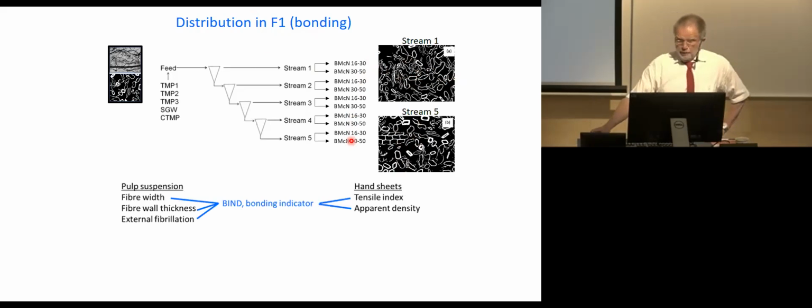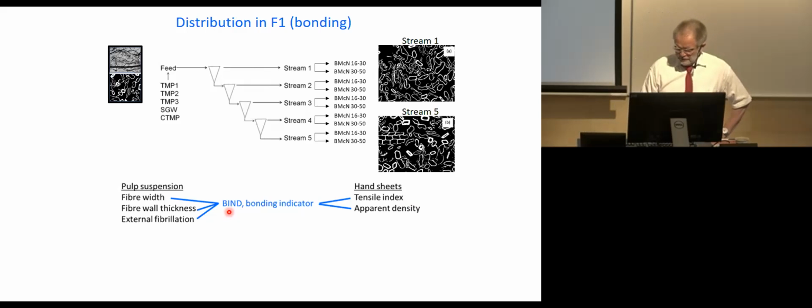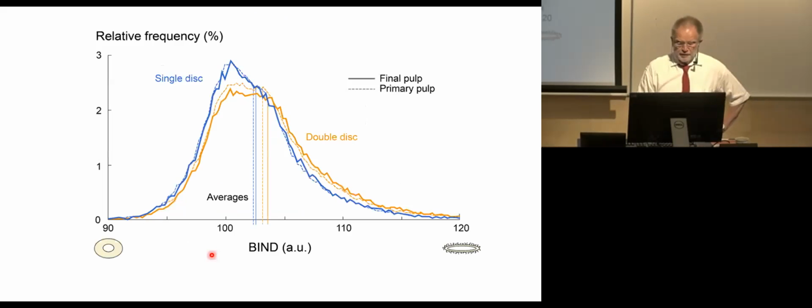And then we went with the factor analysis. We made the pulp suspension. We measure width, wall thickness, and external fibrillation. We make handsheets of these fractions measured and could combine them into a common bonding factor, reflecting about 70% of all the variations. And then when we have done this, then we apply this equation to every single fiber we have been measuring. And then we could get the distribution.